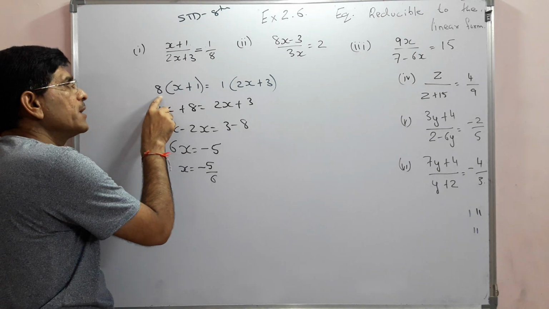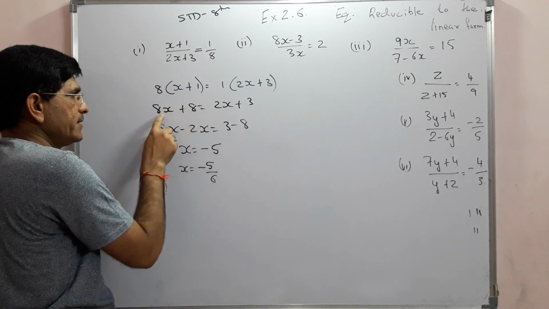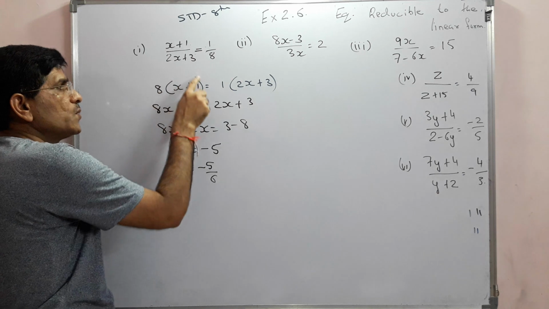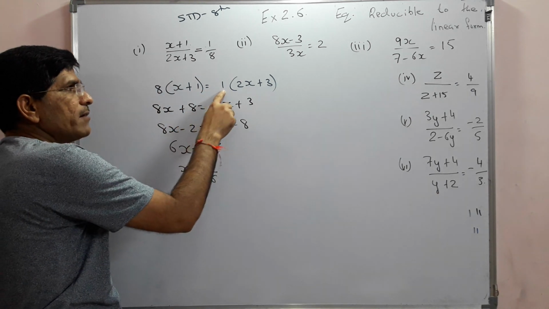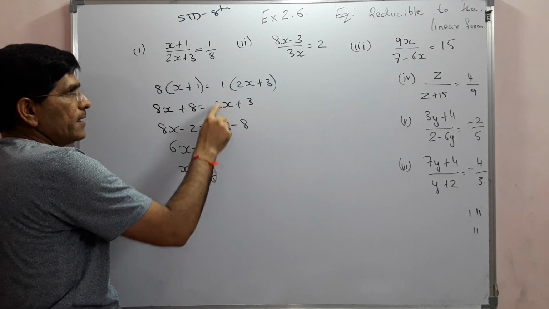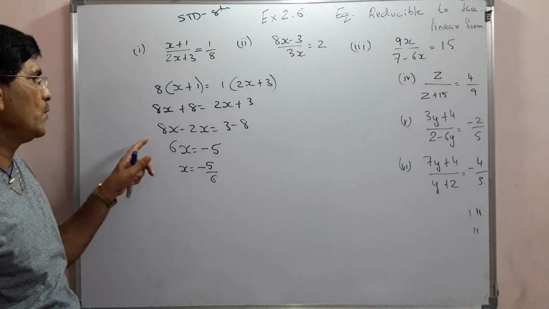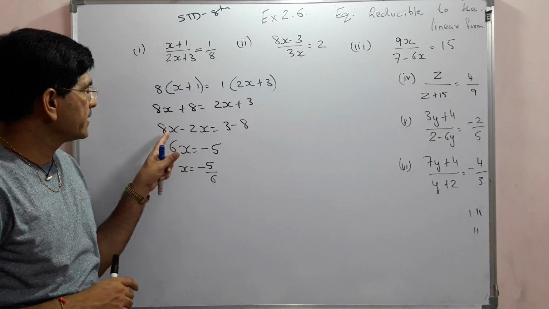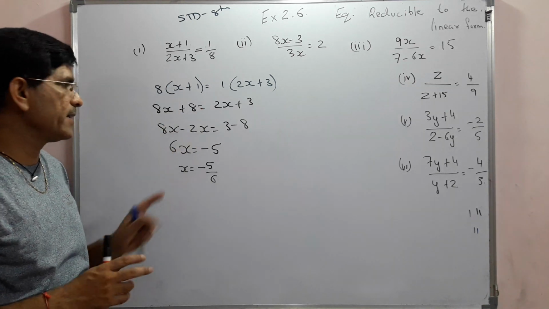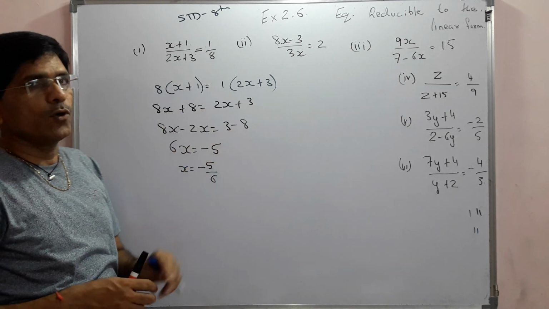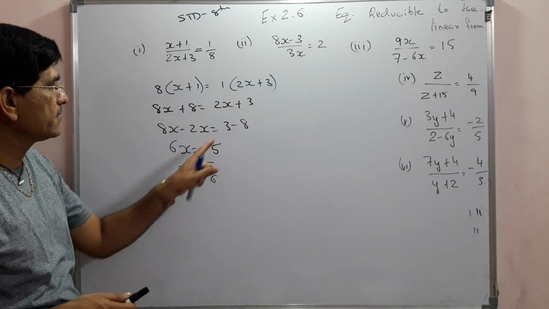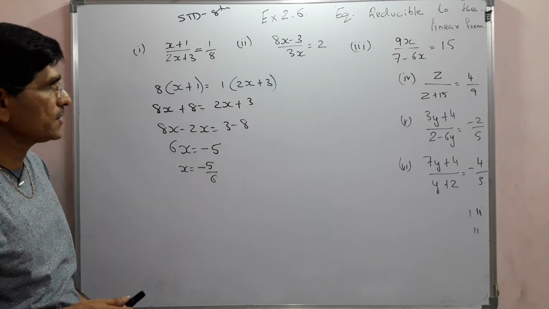If we multiply x with 8, that is 8x, multiply 8 with 1, that is 8. Multiply 1 with 2, that is 2x. Multiply 1 with 3, that is 3. Now what is our plan? Left hand side always variable, that is 8x minus 2x, that is 6x. Right hand side always constant term, that is 3 minus 8, that is minus 5.